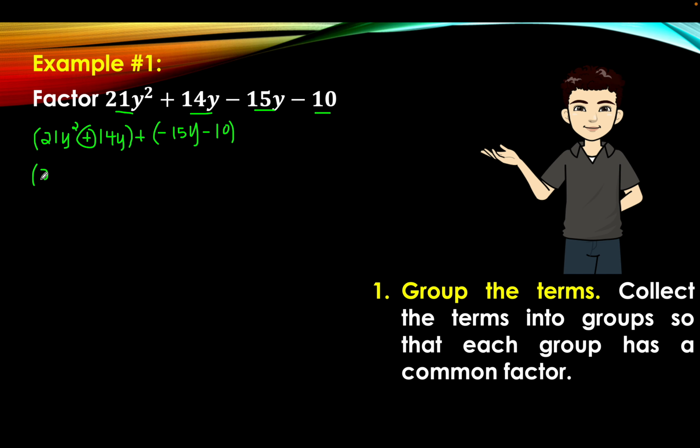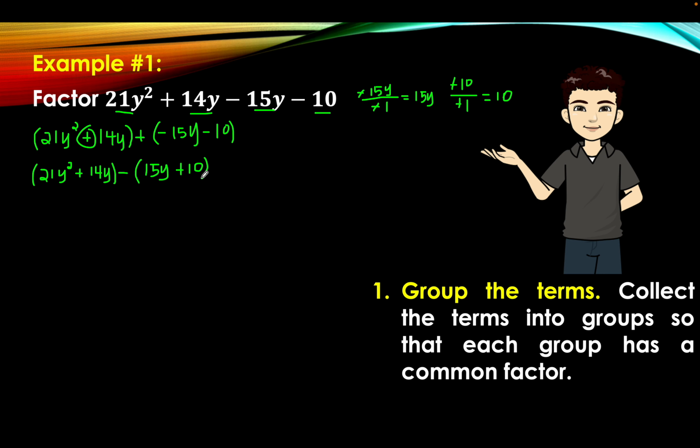So we have 21y squared plus 14y, and removing the negative sign here, we have negative times the quantity negative 15y divided by negative 1. Cancel this out, so we have 15y, and negative 10 divided by negative 1 is equal to 10. Therefore, we have here negative times the quantity 15y plus 10. Okay, so we have 21y squared plus 14y minus the quantity 15y plus 10.